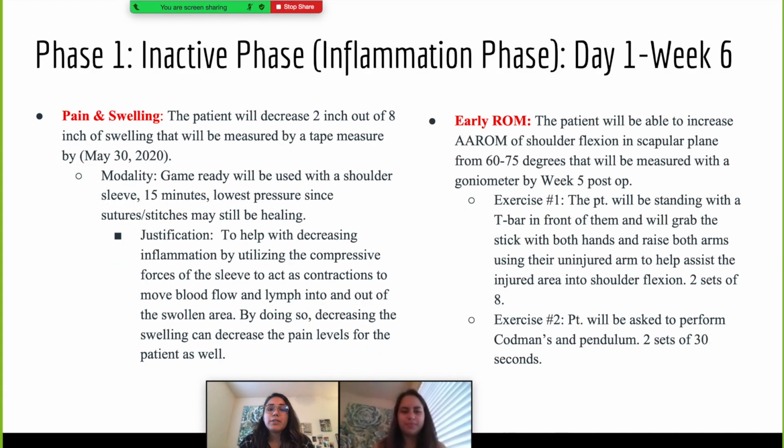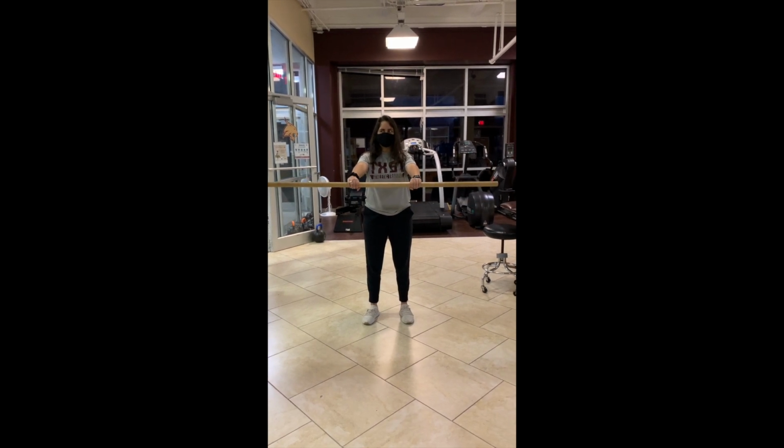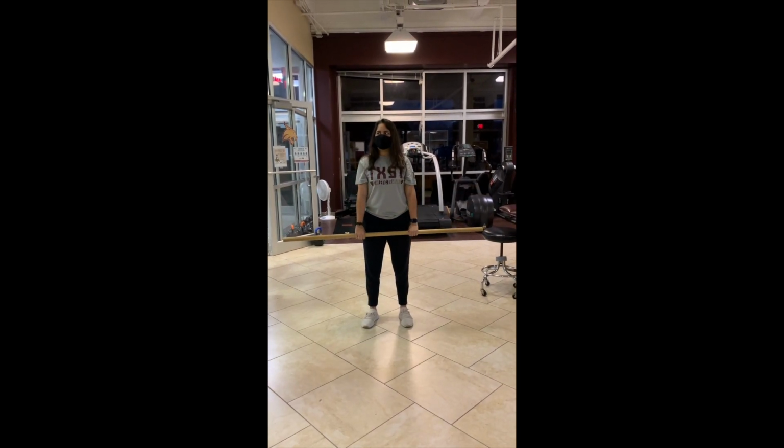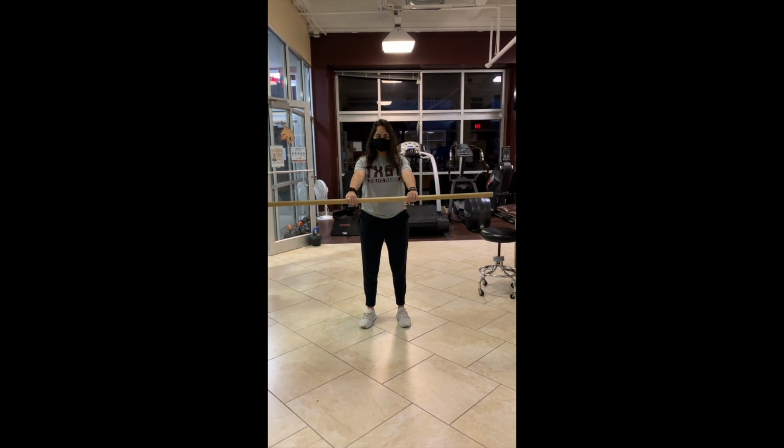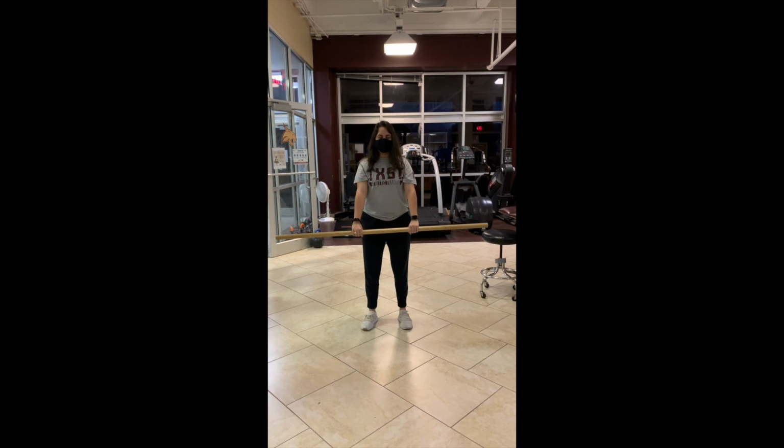Our early range of motion goal is that the patient will increase active assisted range of motion of shoulder flexion in the scapular plane from 60 to 75 degrees, measured with a goniometer, by week 5 of post-operation. The first exercise is that the patient will be standing with a T-bar in front of them, and they will grab the stick with both hands and raise both arms, using their uninjured arm to help assist the injured arm into shoulder flexion. We'll have them do 2 sets of 8 for this exercise.